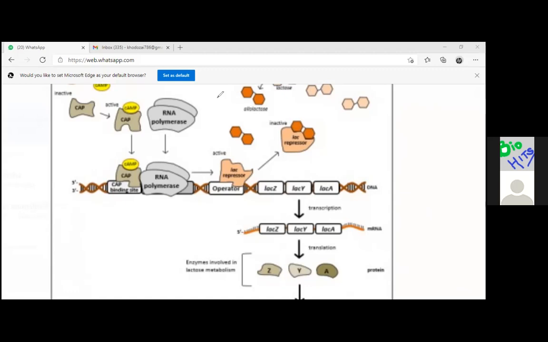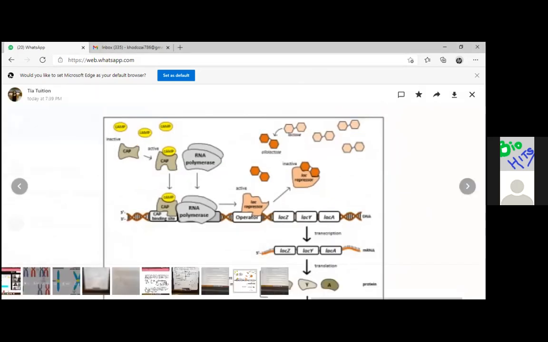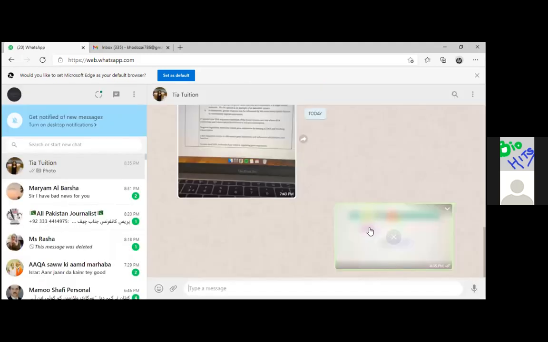So I have shared the picture with you. Technically, Tia, whatever I wanted to share with you, I have already taught. So that picture is now, I think, irrelevant. Okay. Wait, I have shown it. It is loading. Okay.